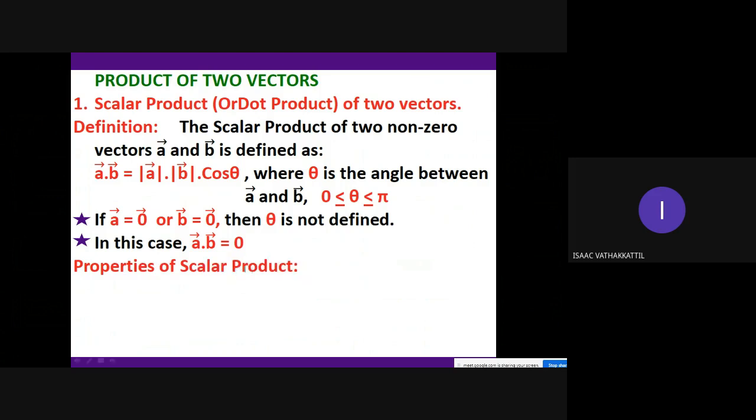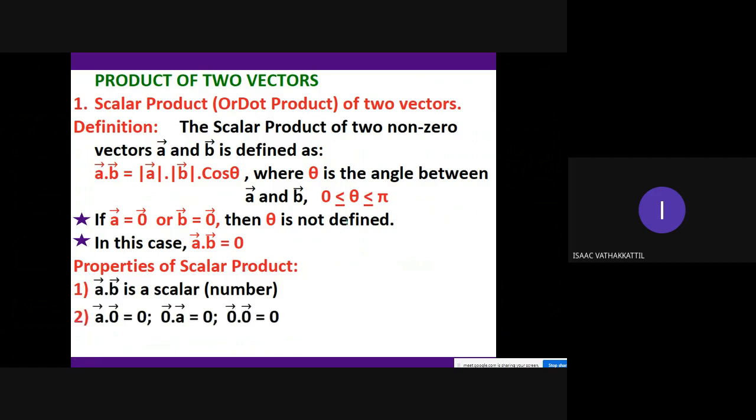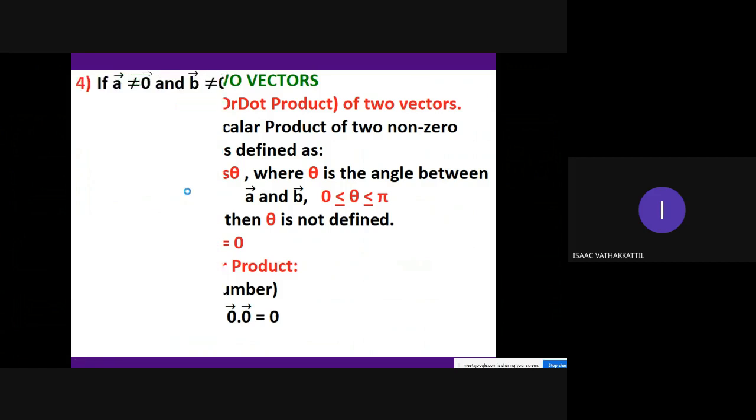Properties of scalar product. a dot b is a scalar, right? It's a number. a dot 0 is 0. a dot vector 0 is the number 0. 0 dot vector a is also the number 0. 0 dot 0 is also the number 0. a dot b and b dot a are one and the same.